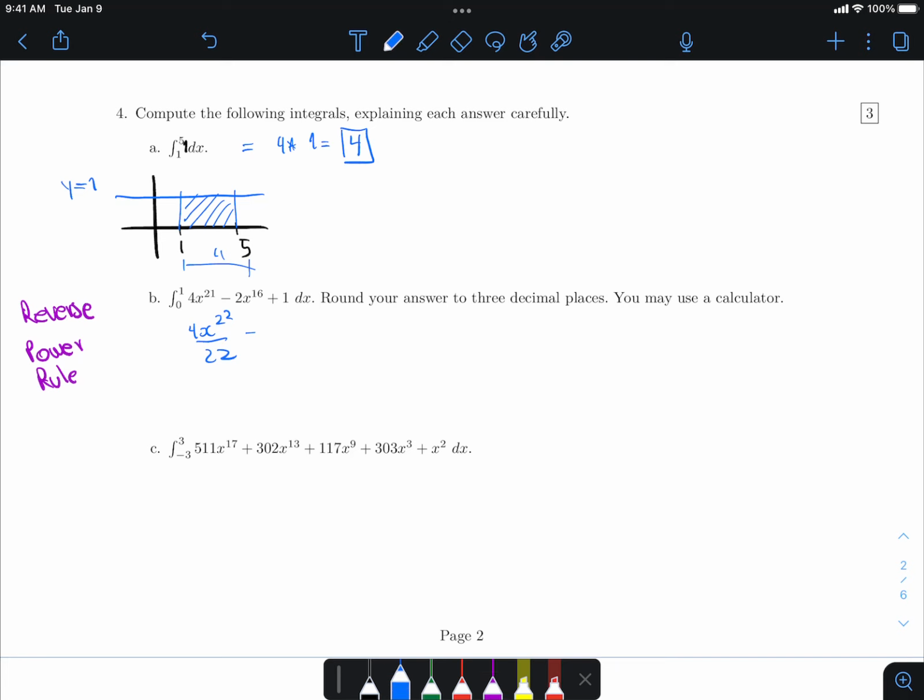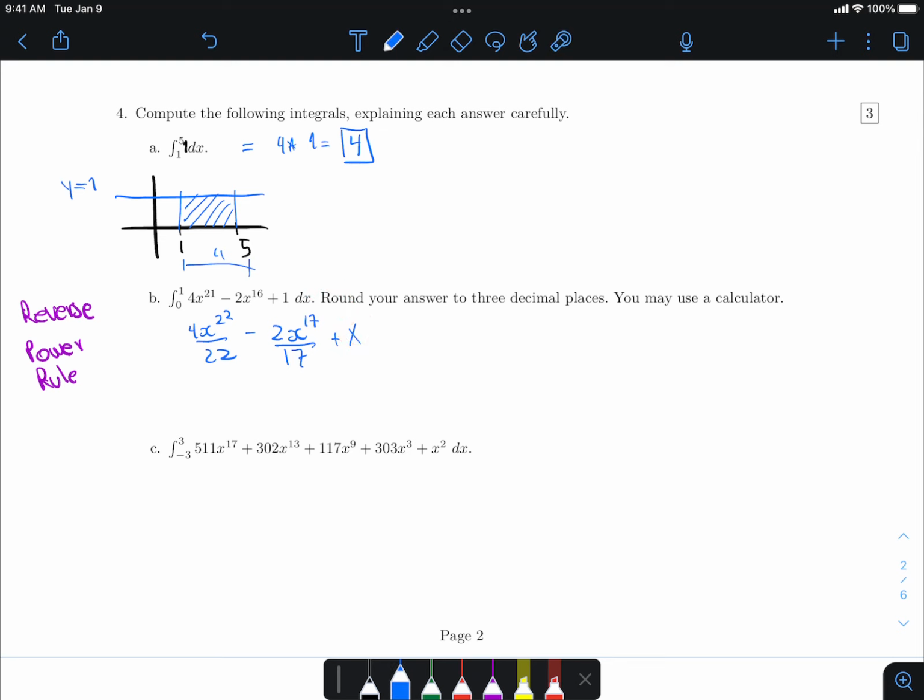So here you're first adding 1 to the power and then dividing. So the 21 plus 1 is 22, and then divide by that 22. Do the same with the 16. That's 2x to the 17, add 1, and then divide by the 17. 1 is just x. The derivative of x is just 1. So the antiderivative of 1 is just x.